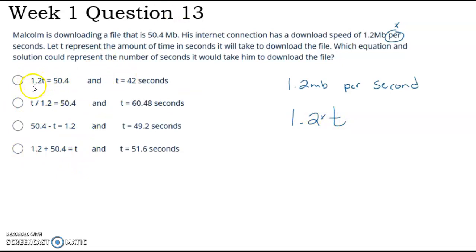So letter A, this 1.2 and T are smashed up next to each other. That is a coefficient and a variable. They are being multiplied. So that can automatically be my answer. I don't even have to solve this. You just had to know that the word per meant to multiply. I know I'm not dividing, and I know I'm not taking my total megabytes and subtracting time, and I know I'm not adding them together. So again, the word per means to multiply.